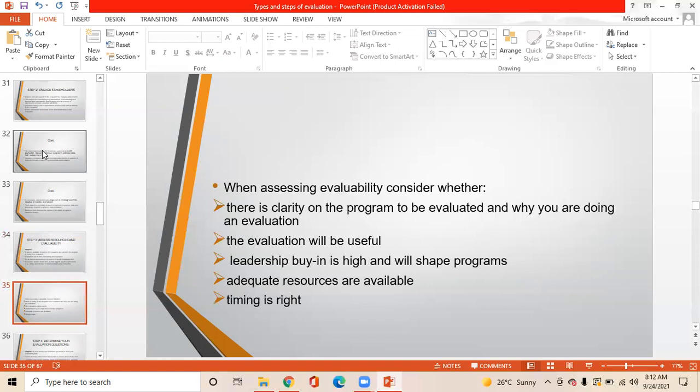When assessing evaluability, consider whether there is clarity on the program to be evaluated and why you are doing an evaluation. The evaluation will be useful or not. Leadership buy-in is high and will shape programs. Adequate resources are available and timing is right.